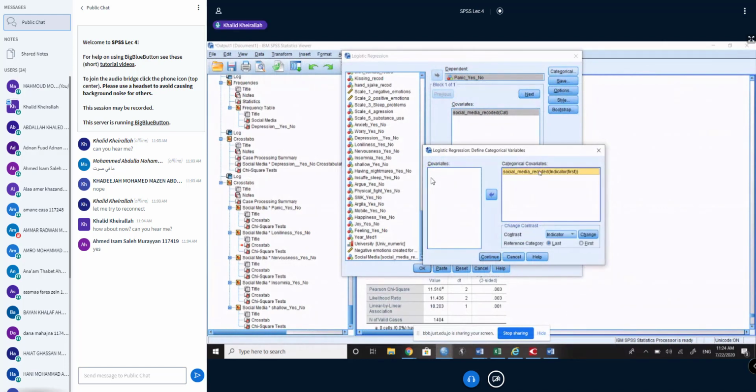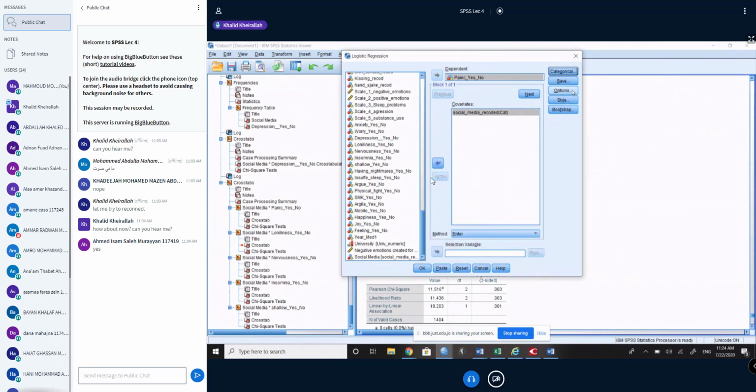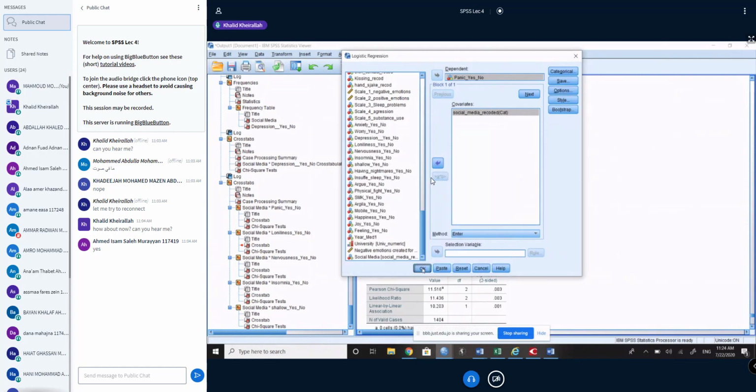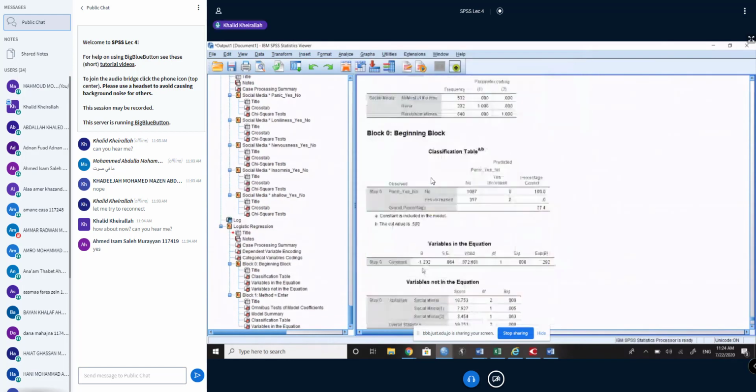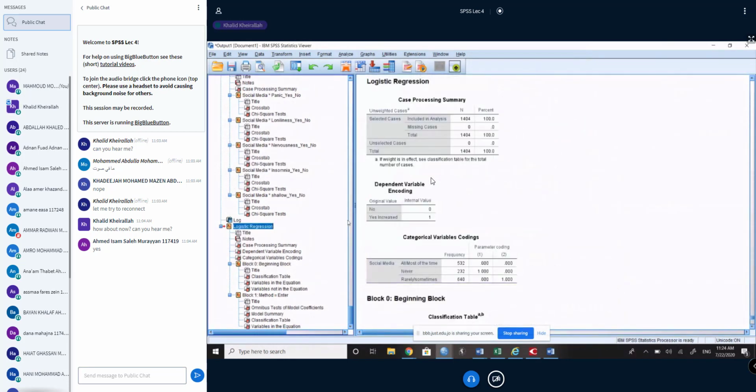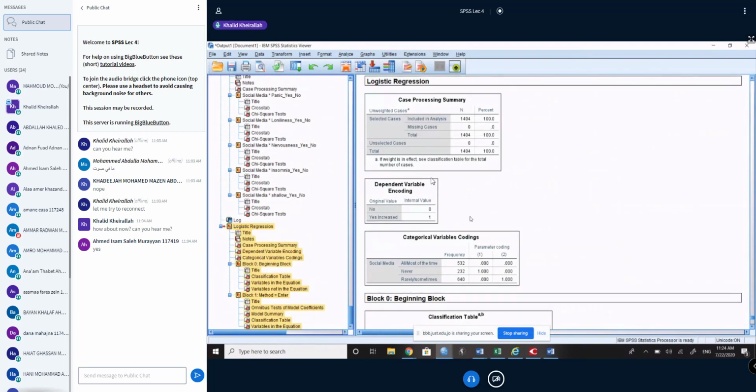So we came to categories, moved this into the categorical covariates, changed it into the first, continue, and options. We want the 95% confidence interval and the exponentiated beta. We keep everything as is, and then we hit OK. So all these are the outputs of the regression analysis.